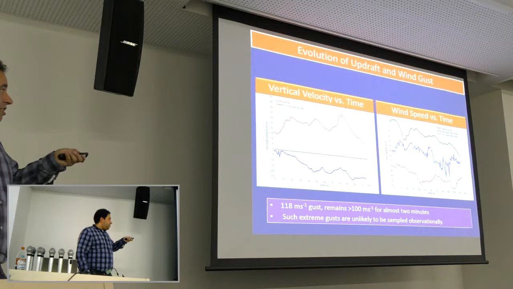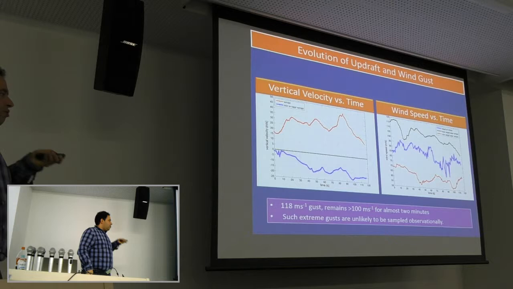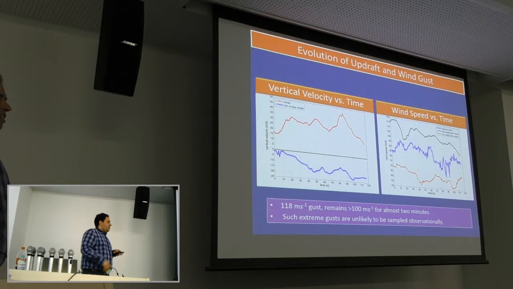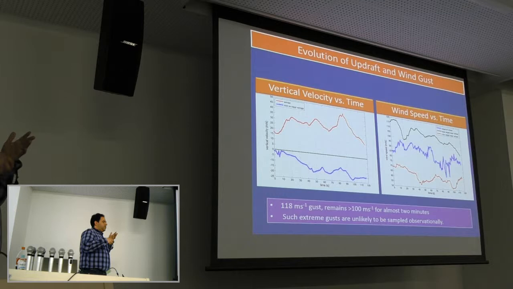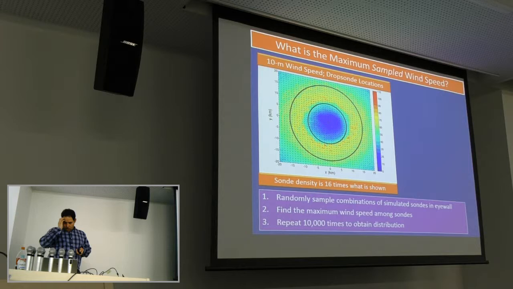And like I was showing you, these extreme gusts are just extremely unlikely to be sampled observationally. So I think it's likely that gusts of this magnitude exist in real storms, but just that it's nearly impossible to sample them. I think I'm getting very close to the end here.